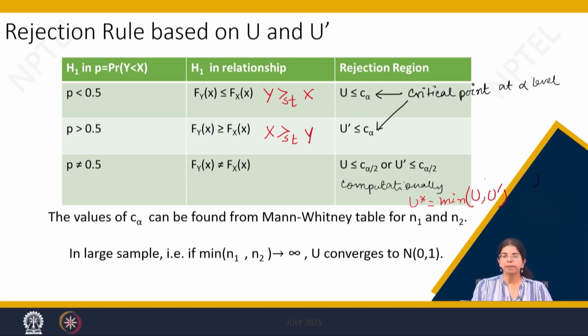Moreover, in large samples, if the minimum of n1 and n2, minimum of m and n, tends to infinity, one can always have the freedom to convert U to the very usual Z test, to the very usual normal test. Clear?